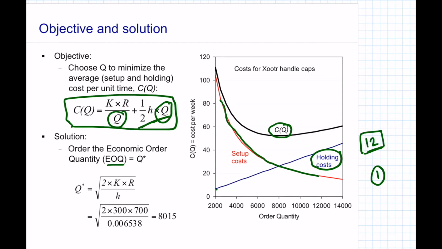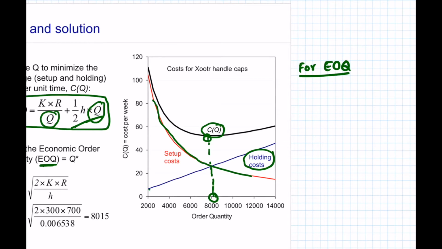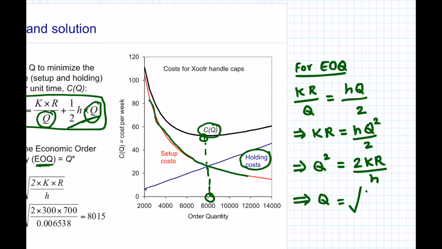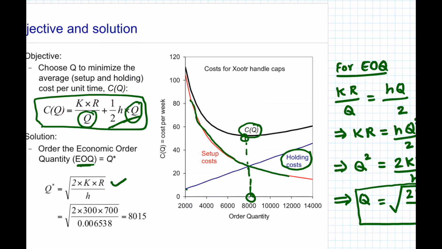So economic order quantity is the quantity where setup cost and holding costs are equal. So in the picture, when these two lines intersect each other, that's the point corresponding to economic order quantity, and that will also give us the minimum cost per unit time. So we can arrive at the formula for EOQ by equating setup cost and holding cost, and then we can solve for Q, and that's how we arrive at the formula. So once we plug in the values, we get an economic order quantity of 8015.